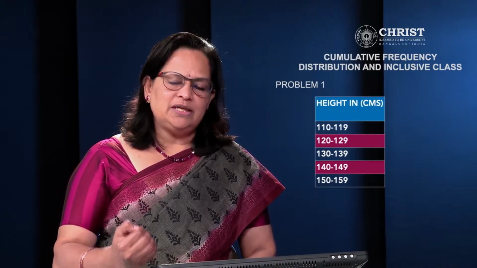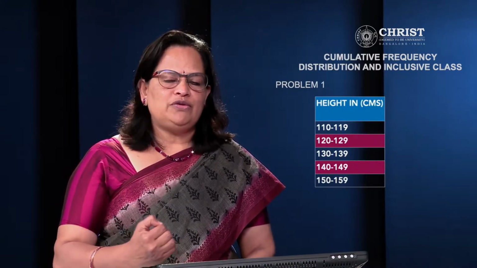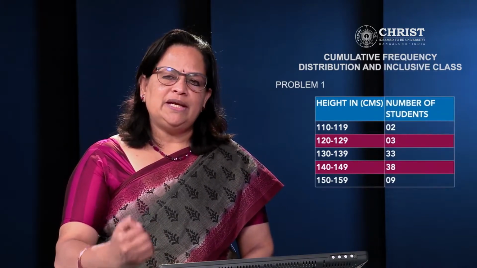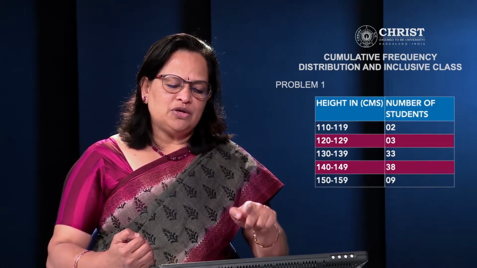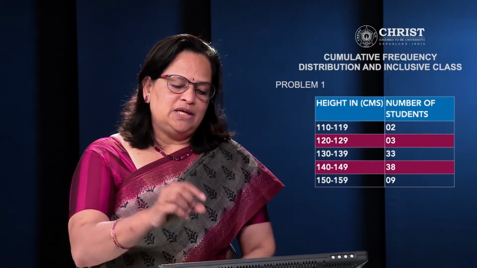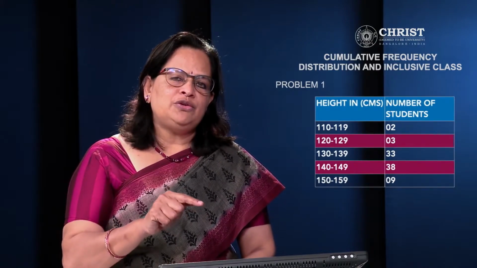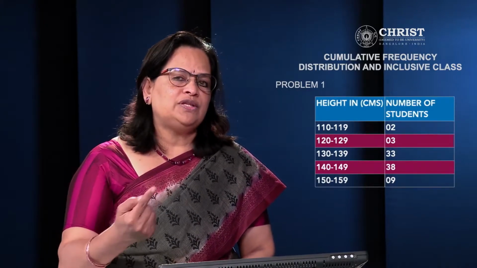Height in centimeters: 110 to 119, 120 to 129, 130 to 139, 140 to 149, 150 to 159. And number of students: 2, 3, 33, 38 and 9. Why are we calling it an inclusive series? See the lower limit of the first class and the upper limit of the first class. If you take the difference, you get 9, whereas if you convert it into an exclusive class, you will get the class interval as 10.